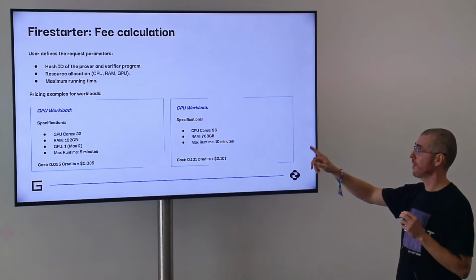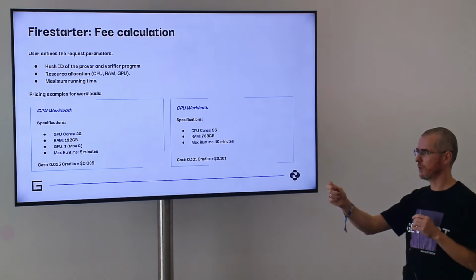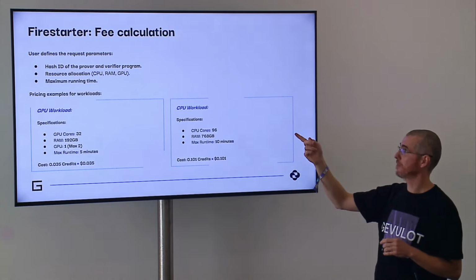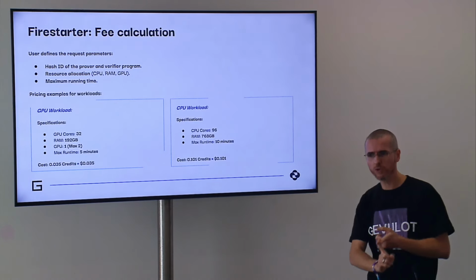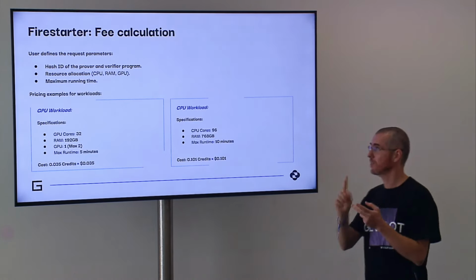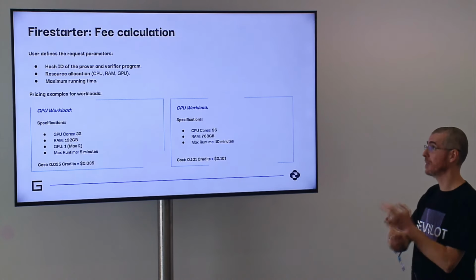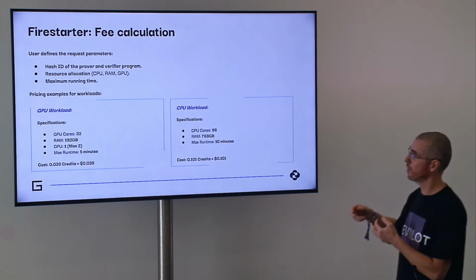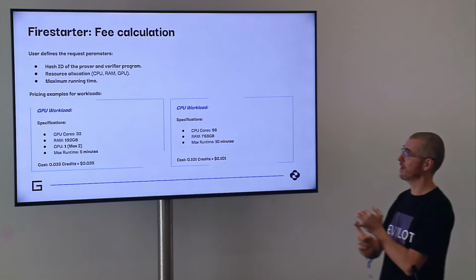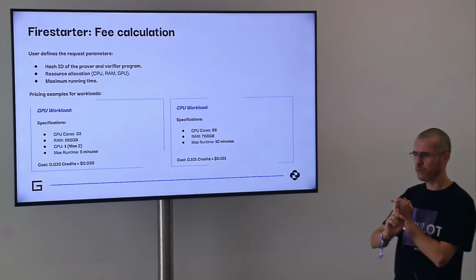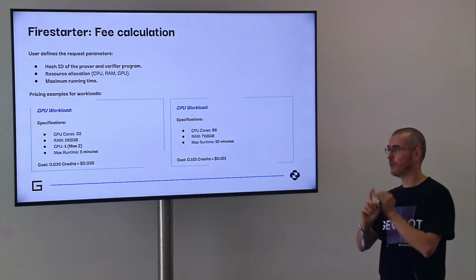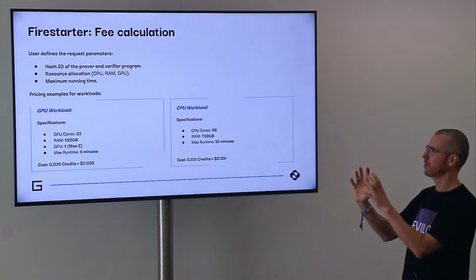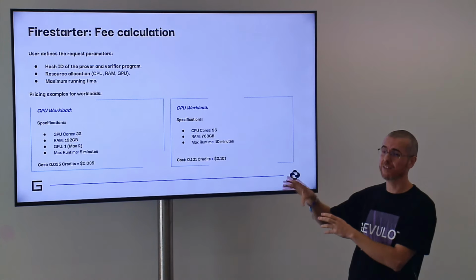Now, when you submit a proof request to Gevulot, to Firestarter, as I mentioned, you reference the hash ID of the prover program and the verifier program that you want your inputs to be executed on. Then you set the parameters for resource allocation: how many CPU cores you want to work on your request, how much RAM you want allocated, and how many GPUs. The GPU nodes have two each, so you can select one or both to work on it. And then you define the running time.